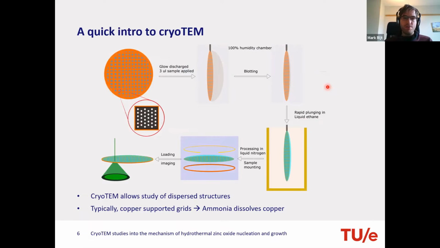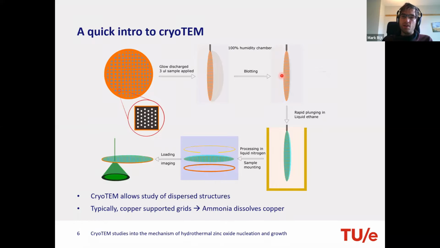When you do Cryo-TEM, you have these 3 millimeter grids, typically with copper support and a carbon layer on top of it. In the carbon layer, there are a lot of small holes where you can suspend your final sample. We glow discharge these grids to make them very hydrophilic, and then we put a droplet with our sample on the grid. We blot it so that you get a very thin layer, about 100 nanometers thick, thin enough to be electron transparent.